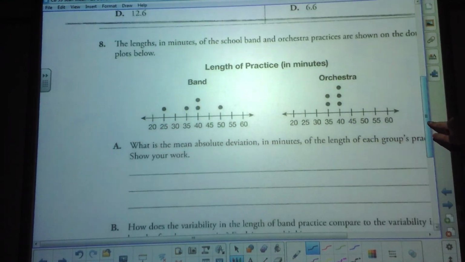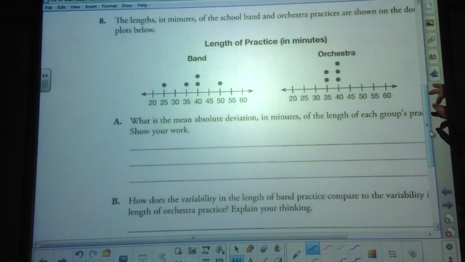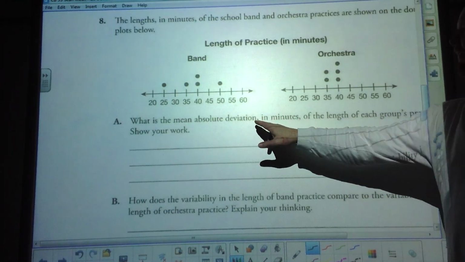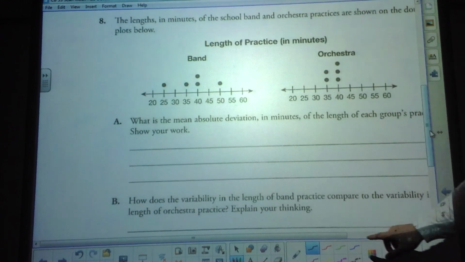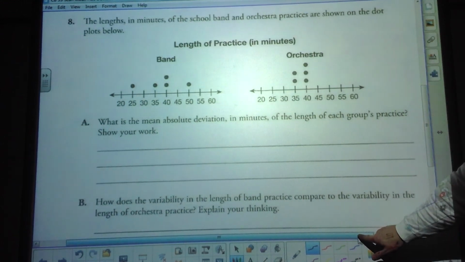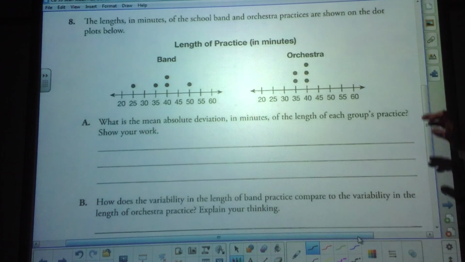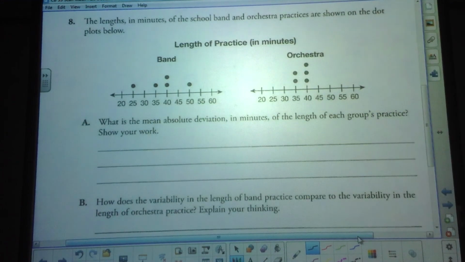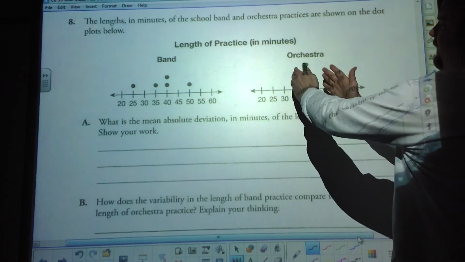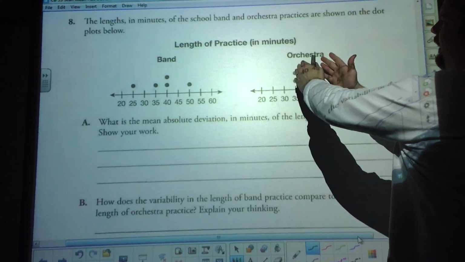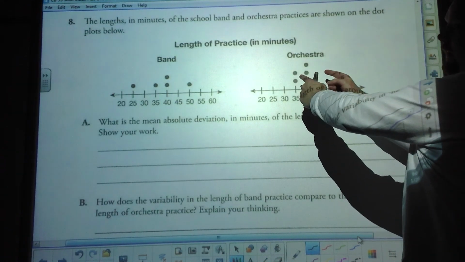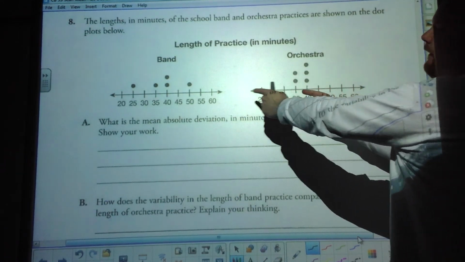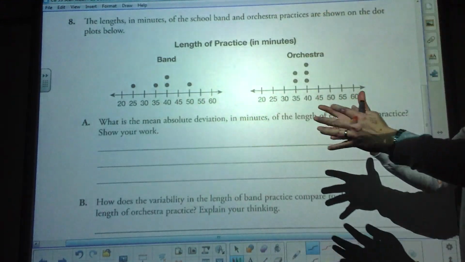And here we're going to do the same thing with a dot plot. What is the mean absolute deviation in minutes of the lengths of each group's practice? We're going to have to find the mean absolute deviation for both. We're going to start with the band, then go on to orchestra. You can kind of tell that most of this data is centered around here. So you can visualize this and say, this data is going to be more consistent, and this is going to be more spread out. But let's go ahead and test the theory.